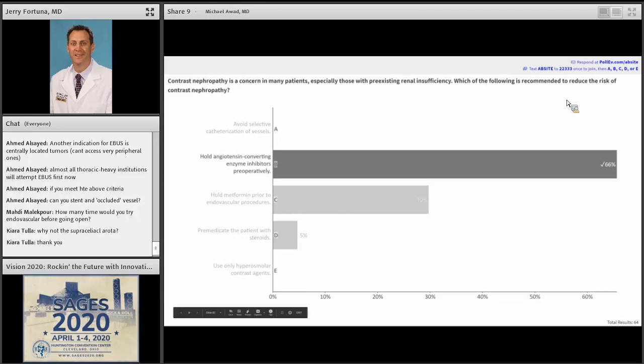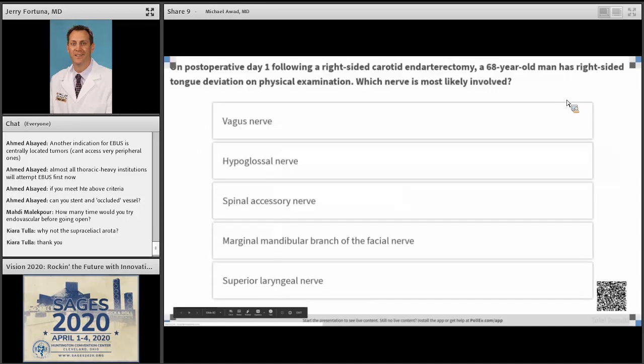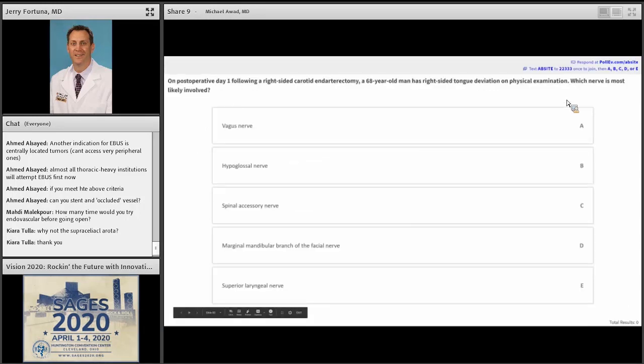Holding angiotensin converting enzymes or ACE inhibitors increases the risk of contrast-induced nephropathy. This is the only one there, and you should normally stop them the day prior if able when you're doing these. Metformin, we hold really for the risk of metabolic acidosis, not for contrast-induced nephropathy. And pre-medication of patients with steroids really has no effect when it comes to contrast-induced nephropathy. Okay. So we good there? So really it's just the ACE inhibitors, and remember that when you're setting those up.